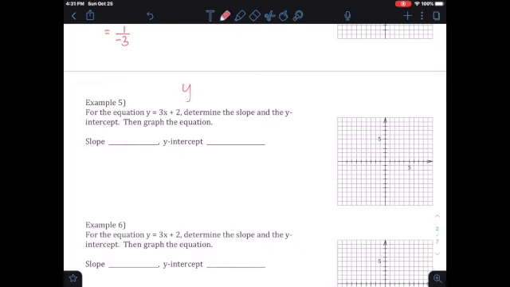In this case, don't forget the equation y equals mx plus b. So therefore, m, which is slope, is going to be 3. And the y-intercept is 2. And then you may be wondering, how can I make sure that the slope is a fraction? Well, really easy. You just put it over 1. And don't forget that's rise over run.